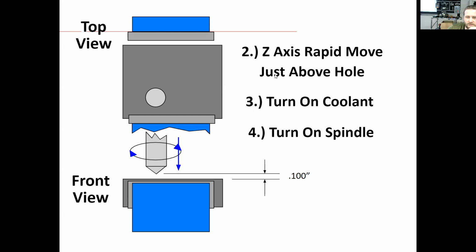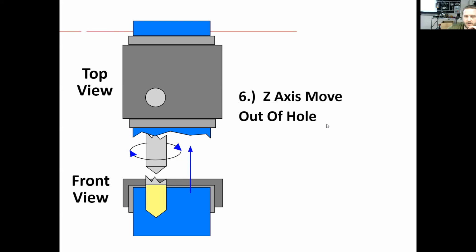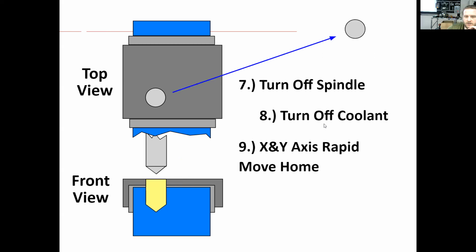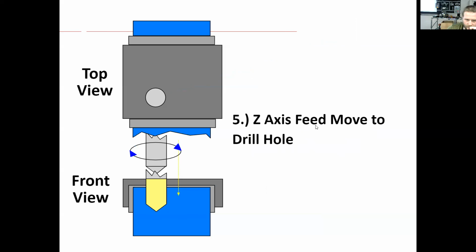Z-axis, rapid move just above the hole. 3, turn on the coolant. 4, turn on the spindle. Spindle is basically the tool, the thing that spins. Z-axis speed move to drill hole. Z-axis move out of hole. Turn off the spindle, turn off the coolant, and wrap it home. I think there might be a mistake in there, this number 2 should say X and Y axis rapid move to just above the hole. And then Z would be the drilling motion.